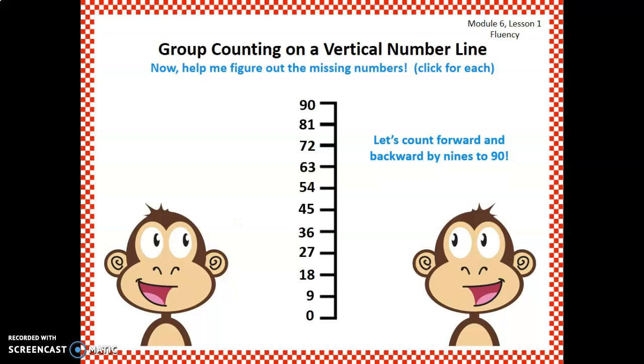81, 90. Let's count forward and backward by nines. Ready? And 9, 18, 27, 36, 45, 54, 63, 72, 81, 90. Backwards, please, and I want to hear your voice. 90, 81, 72, 63, 54, 45, 36, 27, 18, 9, 0. I wish I really could hear your voice.